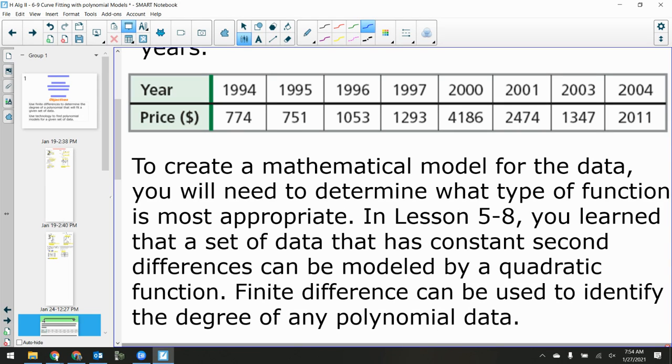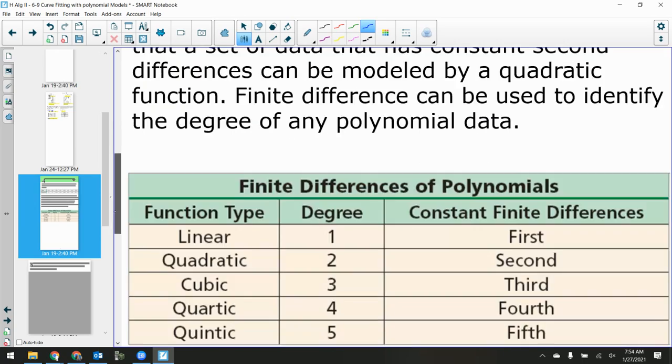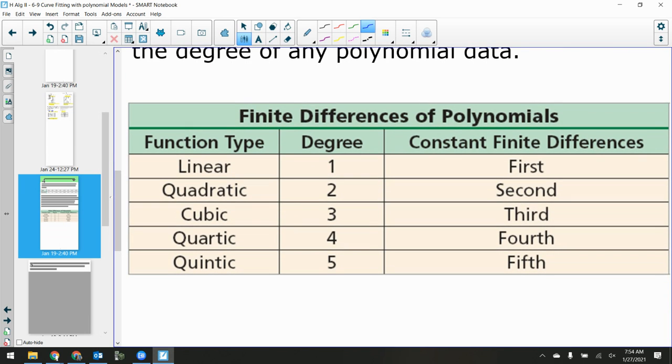To create a mathematical model for the data, we'll need to determine what type of function is most appropriate. In lesson 5.8, we learned that a set of data that has a constant second set of differences could be quadratic. Finite differences can be used to identify the degree of any polynomial from a set of data. This is the table that you have in front of you here. This is the sets of differences. Whenever it turns out to be constant, it would be this type of function.